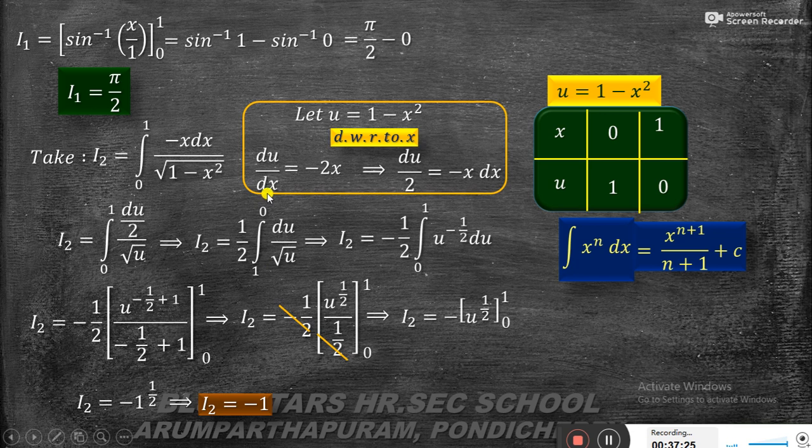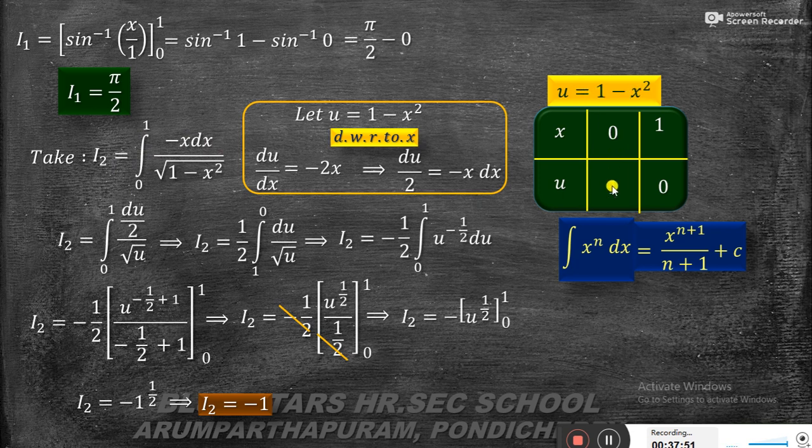integral from 0 to 1, du by root u. Next we calculate the limit. Here the function is u equal to 1 minus x square. So this is the x limit, x equal to 0 and x equal to 1. Substituting x equal to 0 in the function, we get u equal to 1.